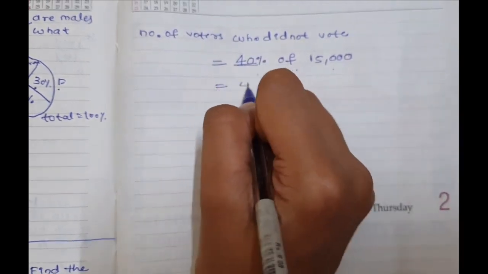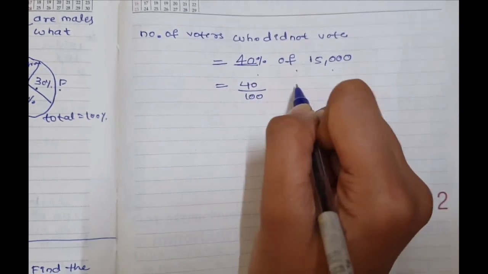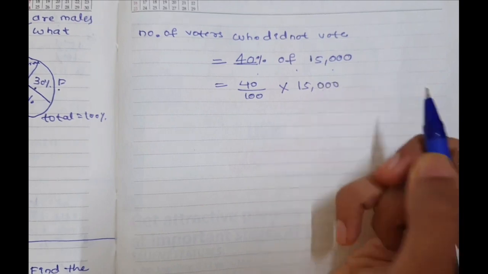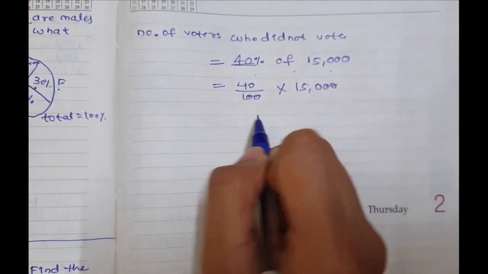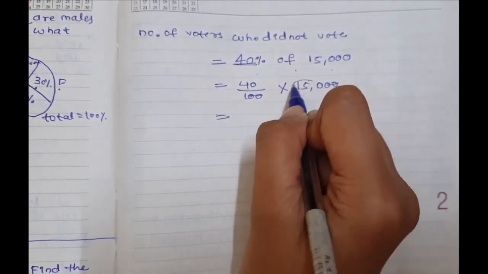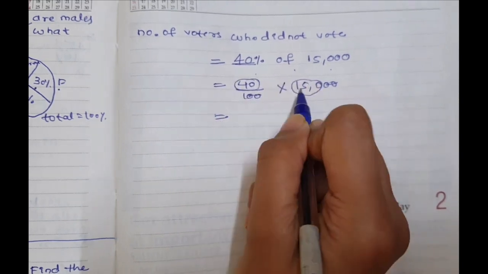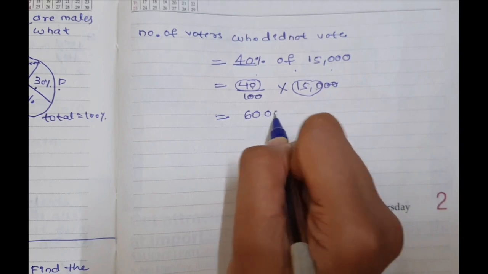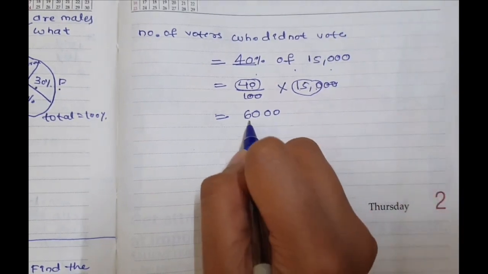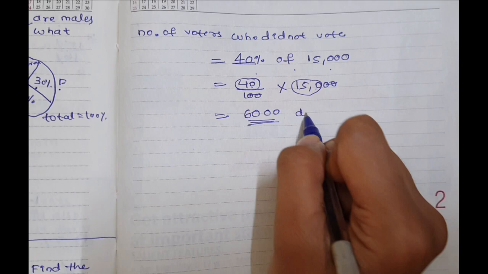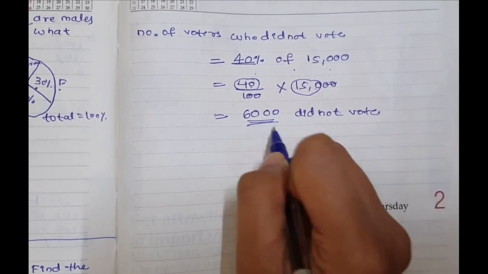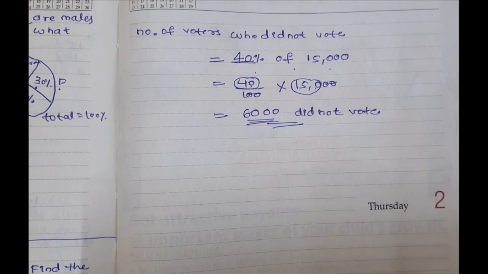That means how to write 40%? 40% is nothing but 40 divided by 100. Of is nothing but a multiplication. 15,000. These two zeros got cancelled and the answer is 150 into 40. 15 fours are how much? 60, and write these two zeros. So totally 6,000 people did not vote. This is the answer.